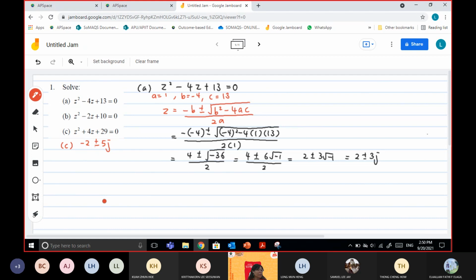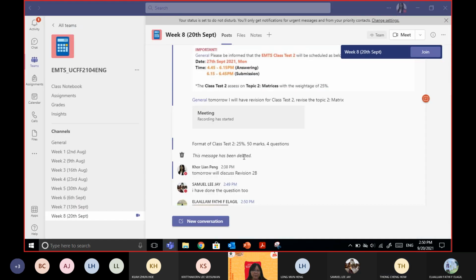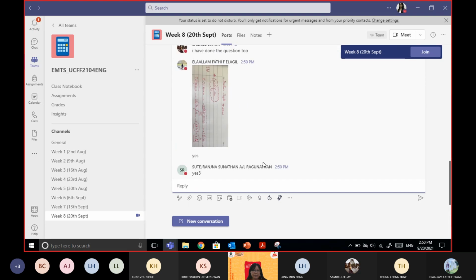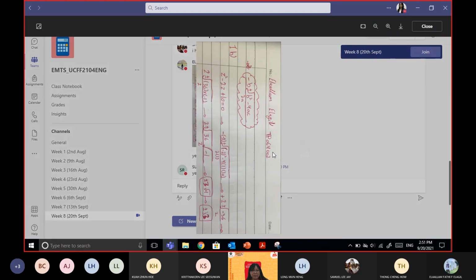So while waiting for Ilalam for B, for C, those who already did C, does it tally with your answer? Minus 2 plus minus 5j for C. Yes or no? Yes, miss. Okay, good. Now let's have a look at the solution from Ilalam. Okay, hold on.